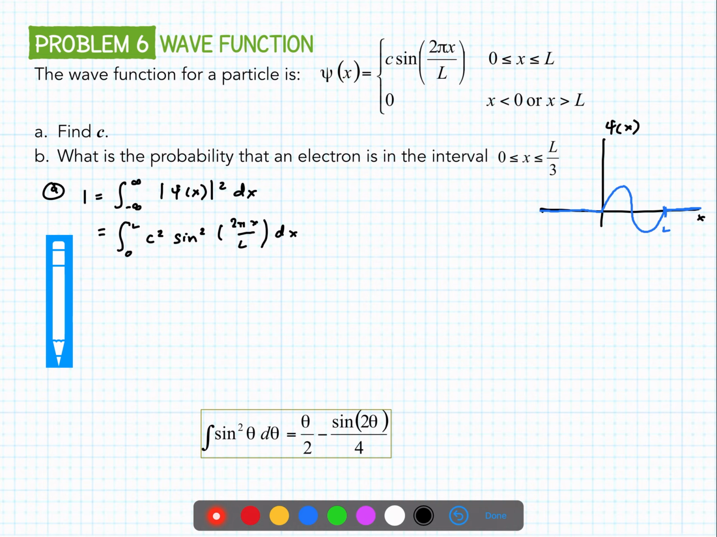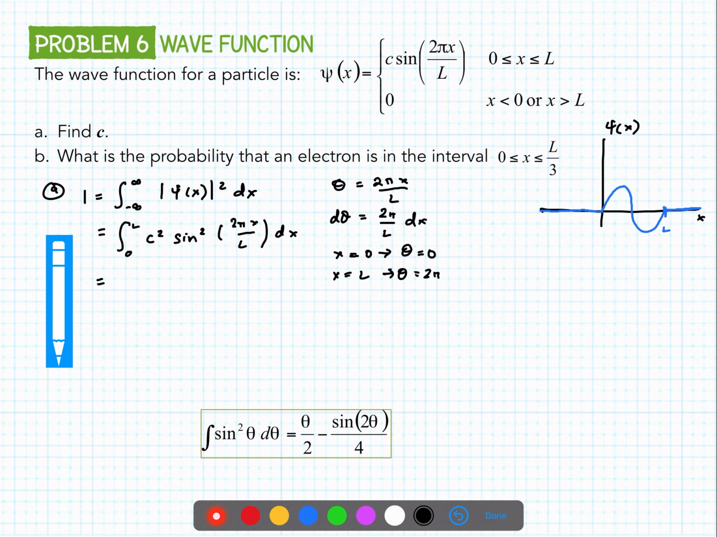We'll use a u substitution, but I'm going to call it theta just for simplicity. So we'll say theta is equal to 2 pi x over L. That means d theta is equal to 2 pi over L dx. And that means we can change our limits of integration. So where x equals 0, that's going to become theta equal to 0, and where x equals L, that's going to become theta is equal to 2 pi. All right, so this is standard u substitution stuff.